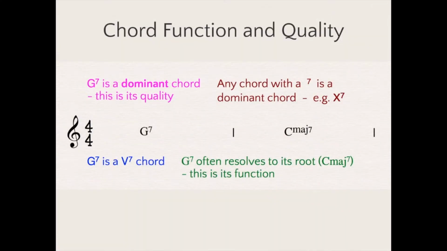Here we have G7 resolving to C major 7. G7 is a dominant chord. This is its quality. Any chord with a 7 is a dominant chord, e.g. X7. You can find out more about this in the video entitled The Basics. G7 is a 5/7 chord, and G7 will often resolve to its root, in this case C major 7. This is its function.